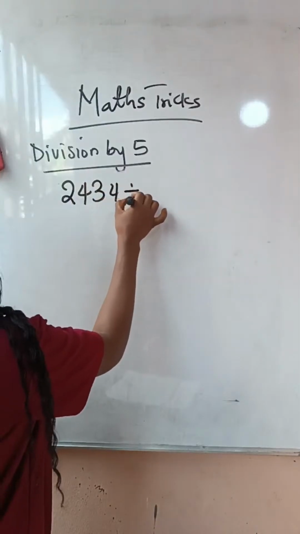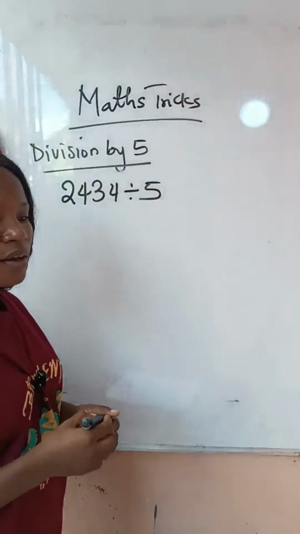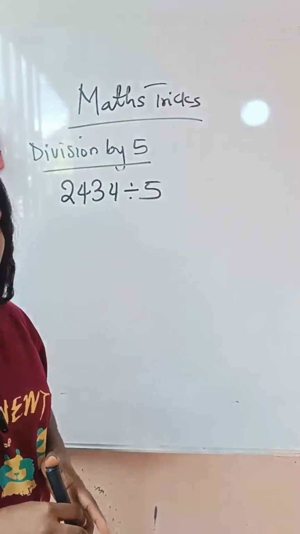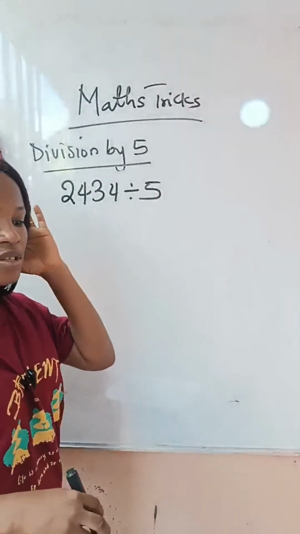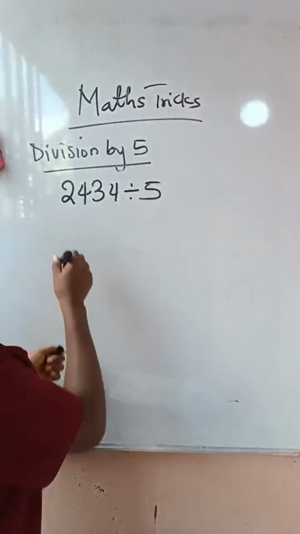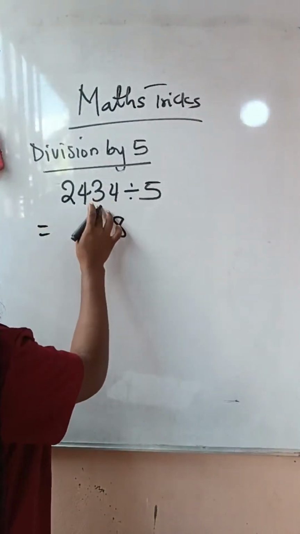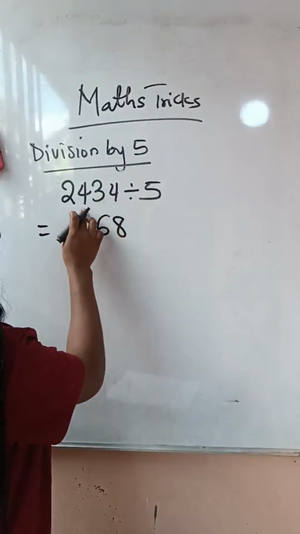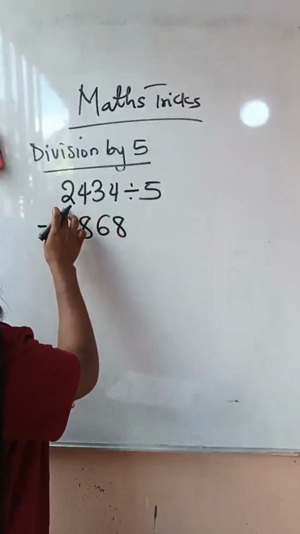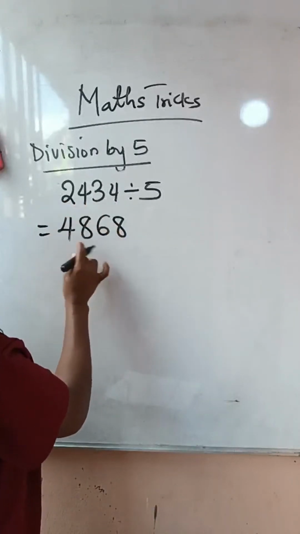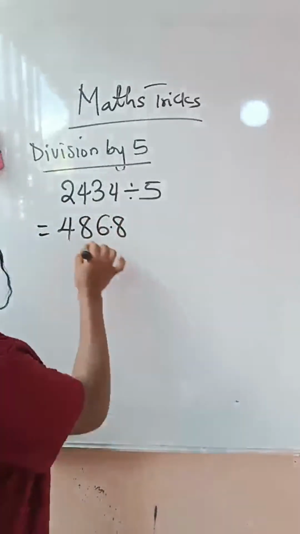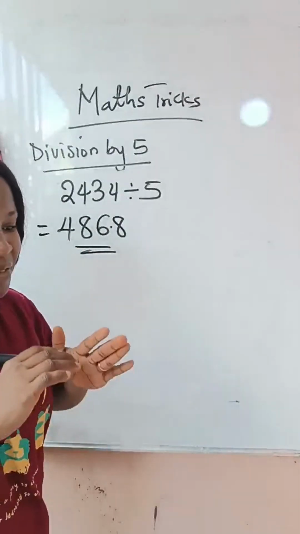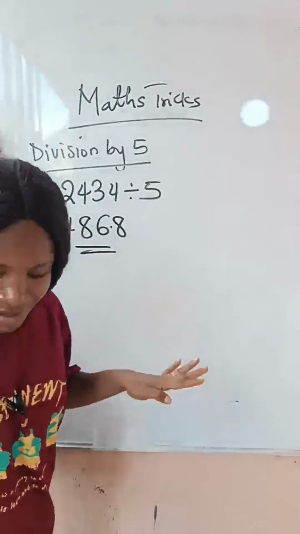So what if we have 2434 divided by 5? As usual, we double the digits. Double of 4 is 8, double of 3 is 6, double of 4 is 8, double of 2 is 4. Now, before the last digit, I'll put my decimal point, and this is the answer. Very simple and very easy.